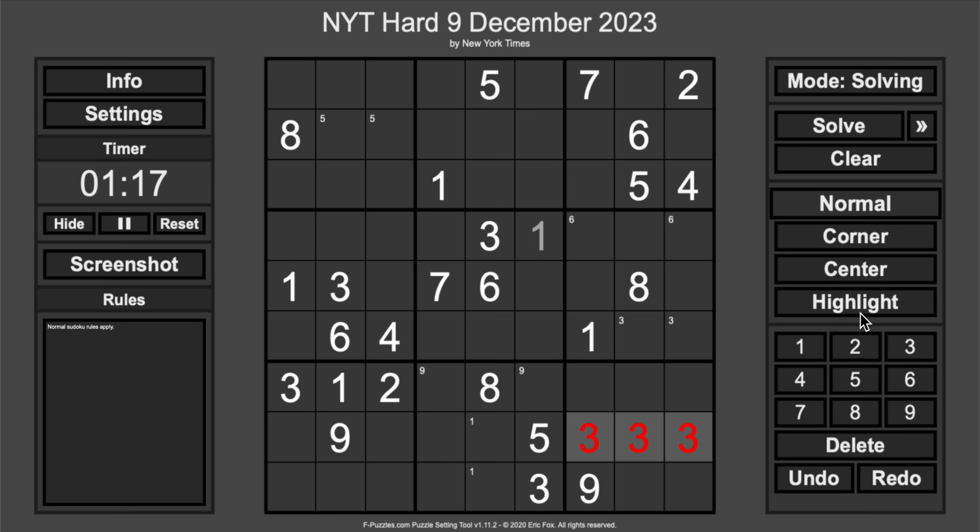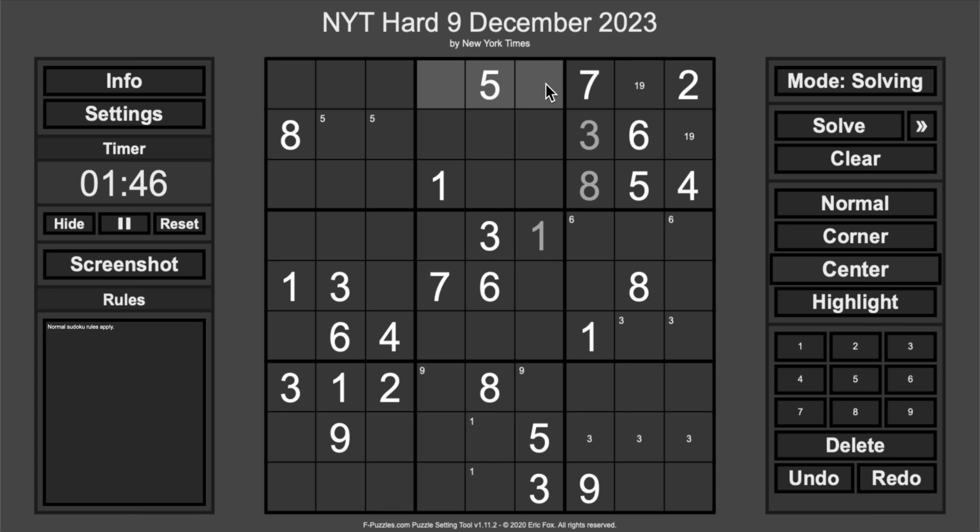Whoops. Okay, I need 1, 3, 8, and 9 in box 3, but 1, 9 look up here. So these both can't be 1 and 9. These are 3 and 8, and the 8 looks at it, so I get a lot of help straight away there.